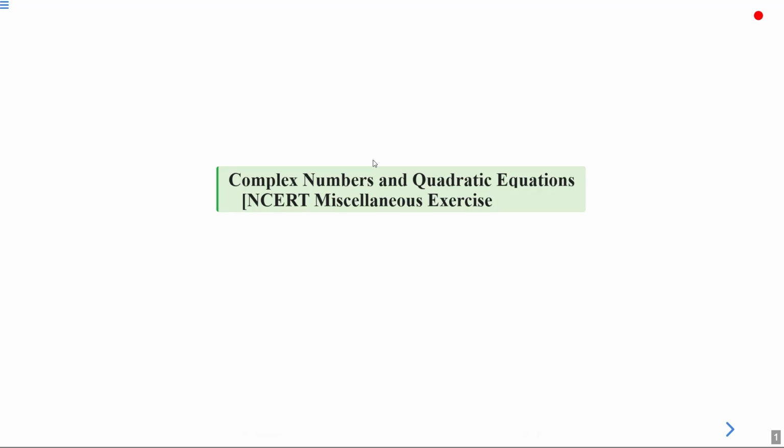Hello students, welcome to this lecture on complex numbers and quadratic equations. In this lecture, we will cover the NCERT miscellaneous exercise.